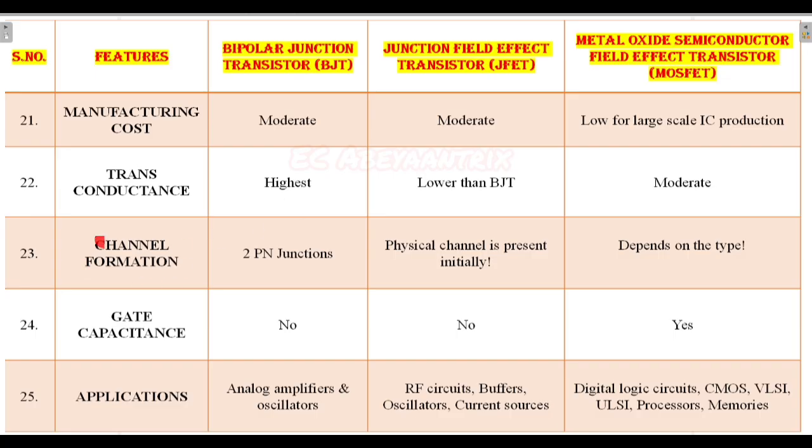ஓகே. So next, channel formation. In BJT there will be two PN junctions actually, right? So emitter base junction-ல ஒன்னு இருக்கும், base collector junction-லயும் ஒன்னு இருக்கும். JFET பொறுத்த வரைக்கும் there will be initially a physical channel present, right? So நீங்க voltage apply பண்ண, அந்த physical channel-ஓட width குறைஞ்சிட்டே இருக்கும், because depletion region-ஓட width increase ஆக, channel-ஓட width will be decreasing eventually, right? So அதுதான் concept அங்க.